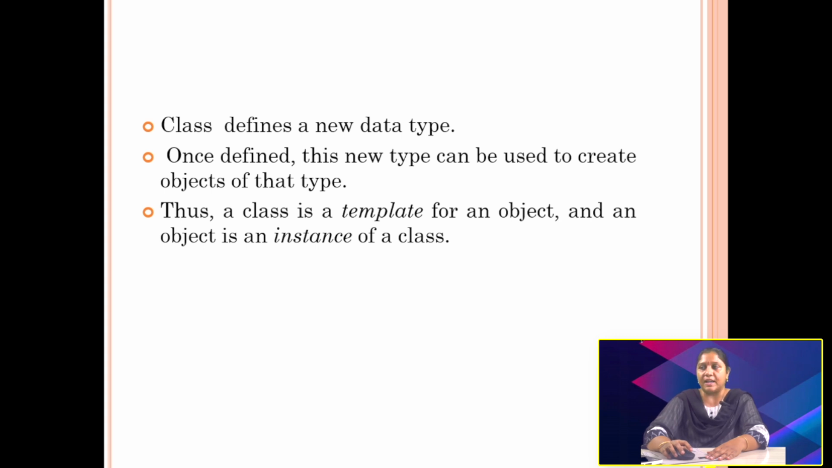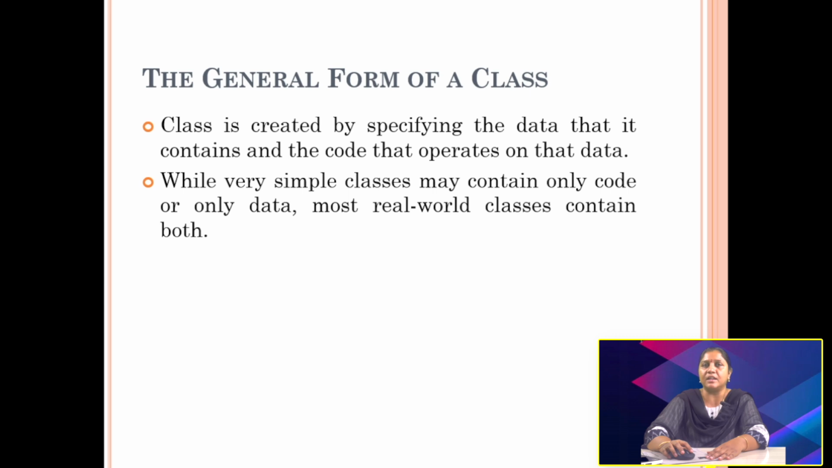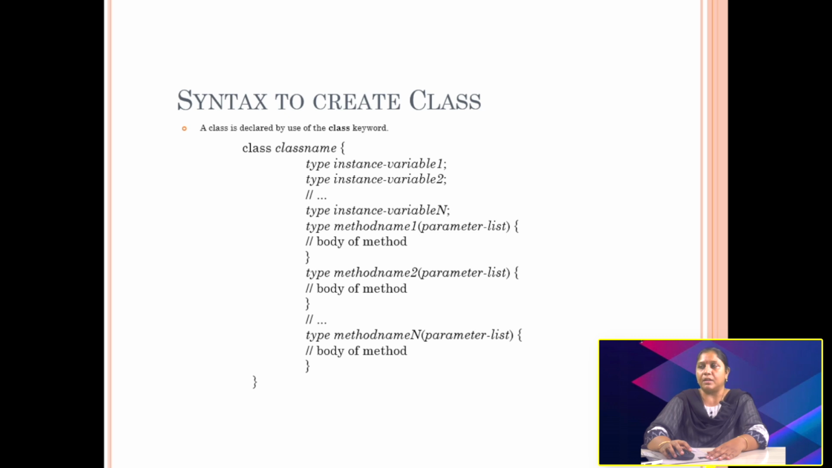So general form of a class, whenever we create a class, we need to specify the data and code. Simple class contains only data, but actually real class should contain both data and code. So now let us see how to create a class in Java programming language. The syntax to create a class, a keyword called class is used here. According to syntax, first you need to mention the keyword class by giving a space. After that you need to mention the class name. The class name should start with a capital letter.